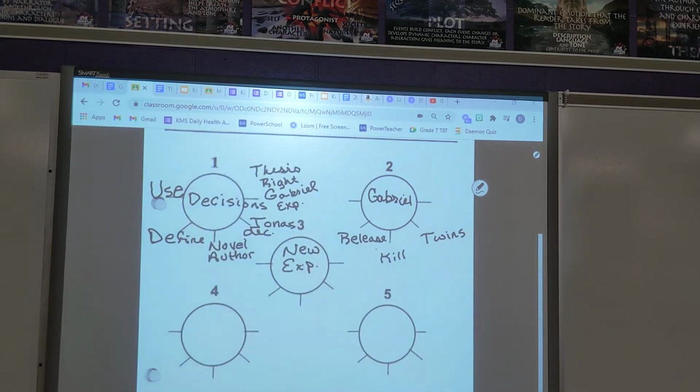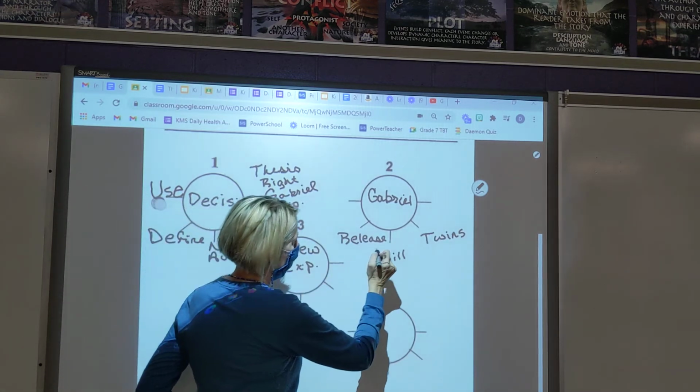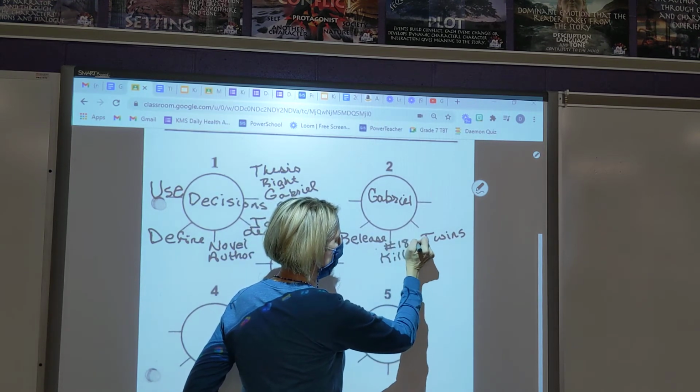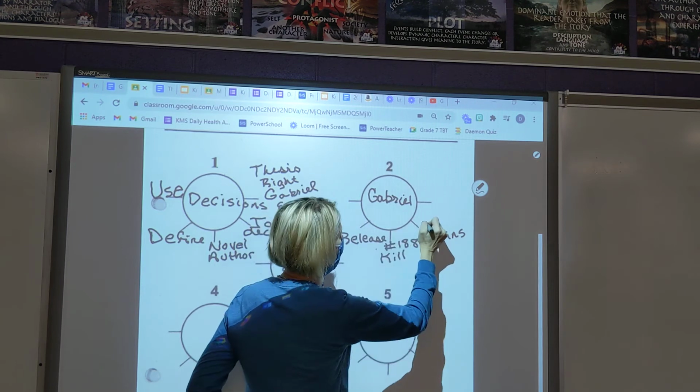So find that page. Kyle, which page do you have? For kill, what page is it on? 188. Okay, it also shows where the twin gets released, that's on the same page? Yeah. All right.